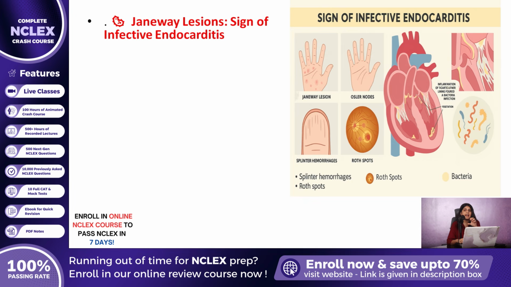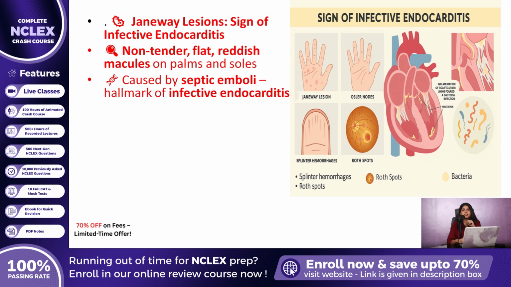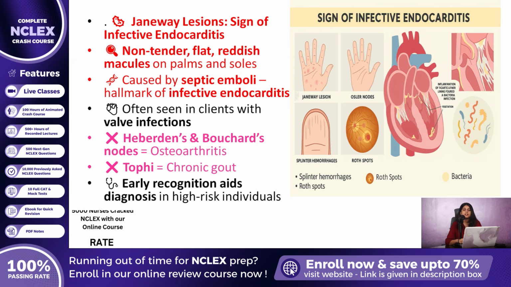These non-tender, flat reddish macules are a hallmark sign of septic emboli related to infective endocarditis. They typically appear on the palms and soles and may aid in clinical diagnosis, especially in clients with valve infections. In contrast, Heberden's and Bouchard's nodes are linked to osteoarthritis, while tophi are associated with chronic gout. Recognizing Janeway lesions can be critical in supporting early diagnosis of endocarditis in high-risk individuals.